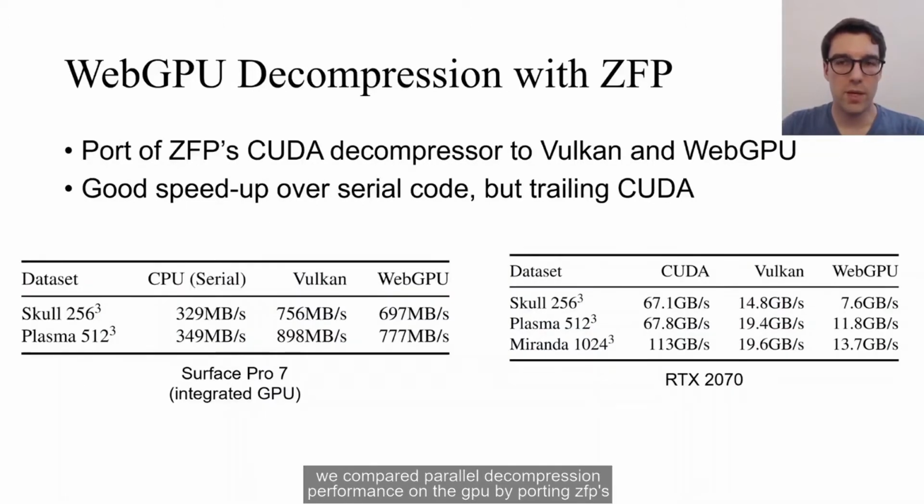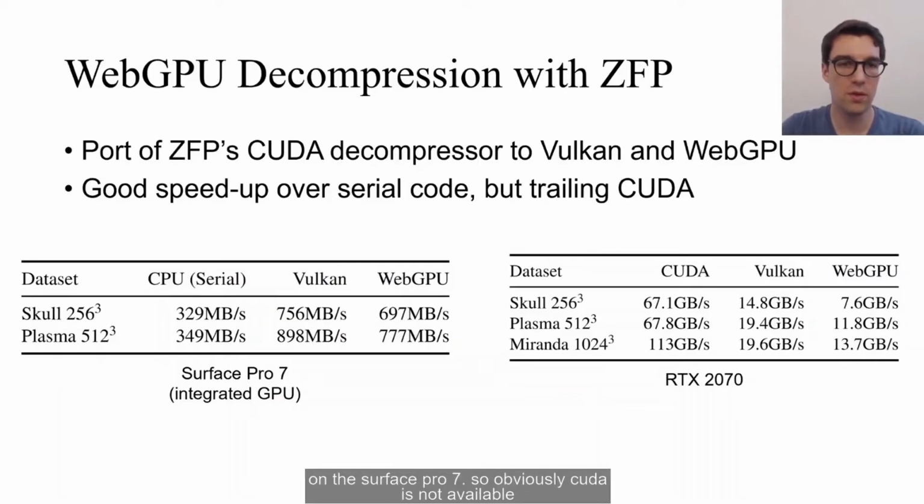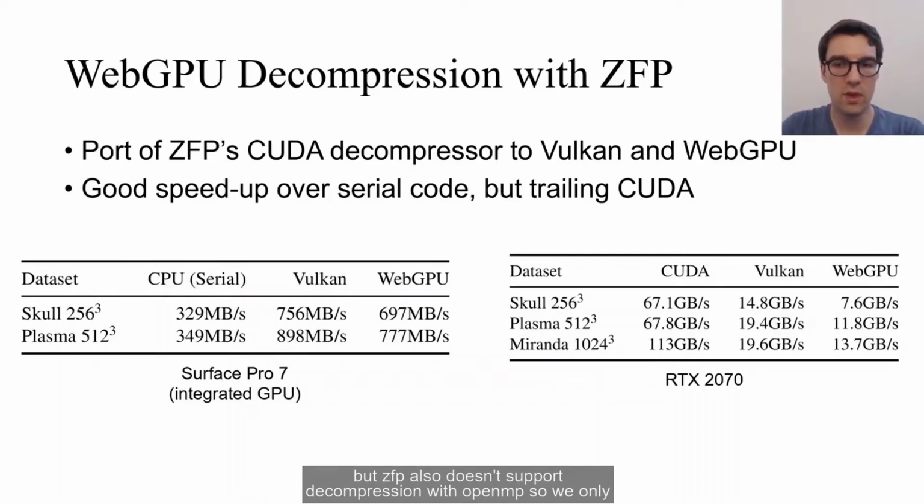Finally, we compared parallel decompression performance on the GPU by porting ZFP's CUDA decompressor to Vulkan and WebGPU. We compare this against the CUDA implementation on the RTX 2070, and we have to compare it against the serial CPU implementation on the Surface Pro 7. Obviously CUDA is not available, but ZFP also doesn't support decompression with OpenMP, so we only have the serial one to compare against. While our implementation trails the CUDA one quite a bit, we still find again that Vulkan and WebGPU perform about on par, and even on the Surface Pro 7, we do start seeing improved decompression performance, which is exciting.